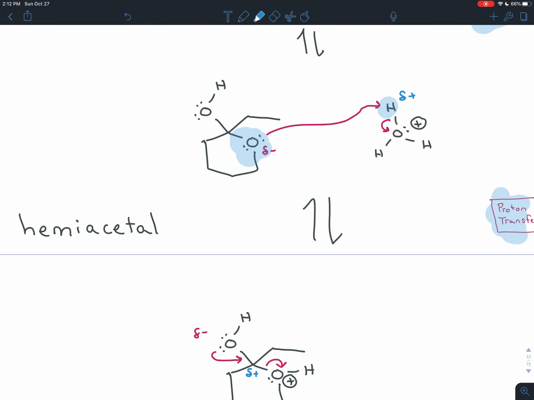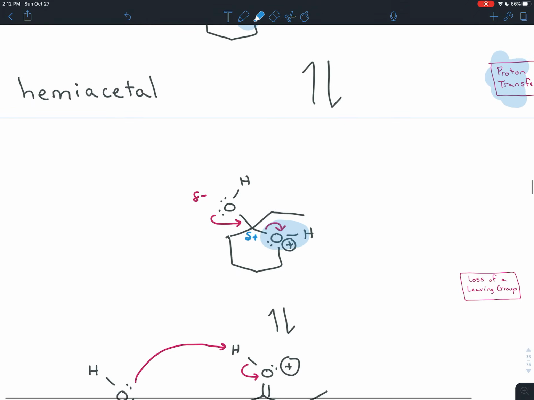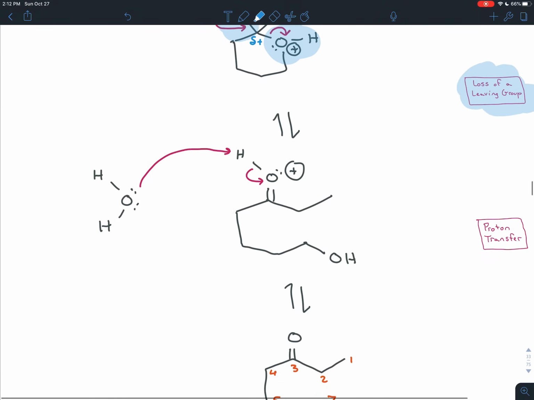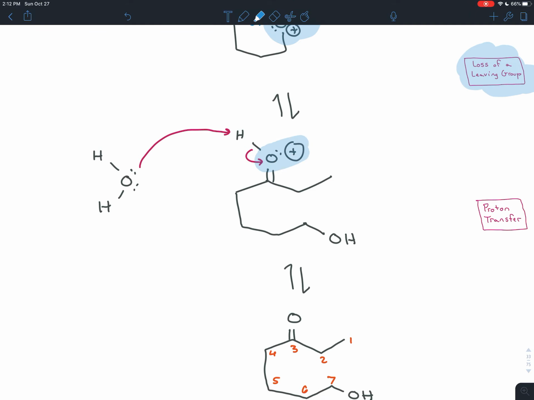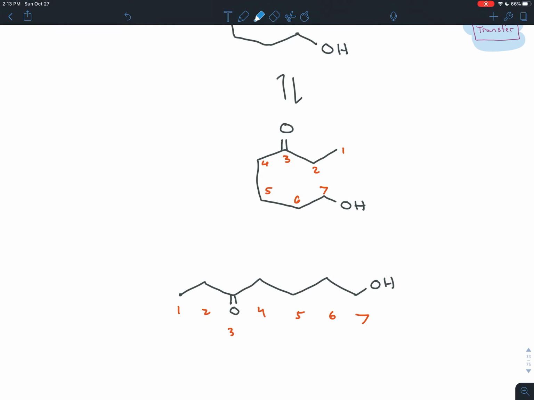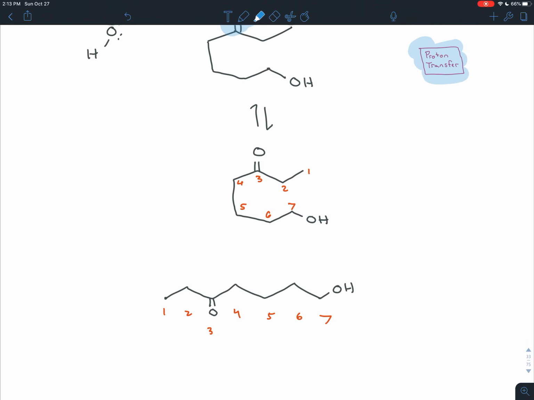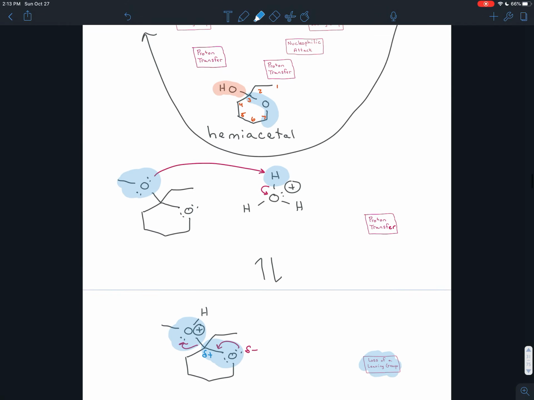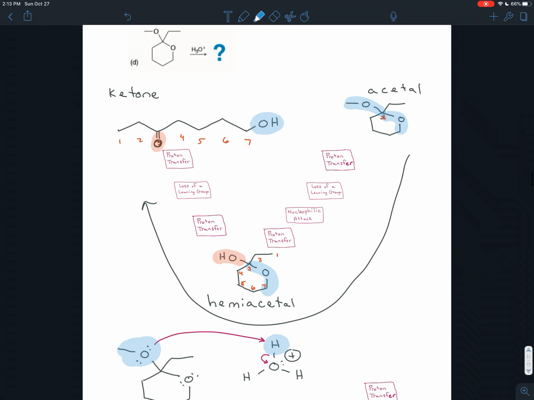We want to kick off the other ether. We do it with a proton transfer. That turns a bad leaving group into a good leaving group. All it needs is a nudge from the OH, and you get loss of a leaving group. Finally, you almost have the ketone. You just have to stabilize that positive charge by doing a proton transfer. And you can rearrange the ketone that you get to draw it in a more conventional way. So hopefully this gives you some exercise, gives you some practice in seeing how you can apply the mechanism for the hydrolysis of acetals.